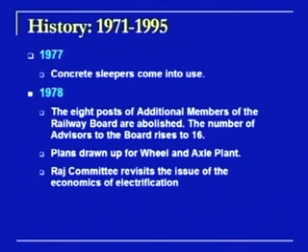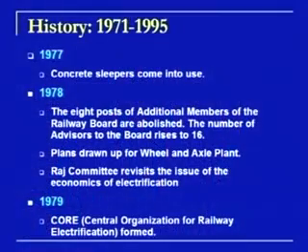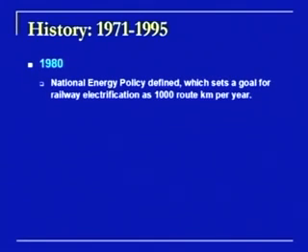There were some more modifications to the railway board, and then there was the issue of economics of electrification, because whether we should go to this one or we should continue with the diesel locomotives or the steam locomotives which are in use, were used in that time. Another thing which was set up was the Central Organization for Railway Electrification, that was CORE in 1979.